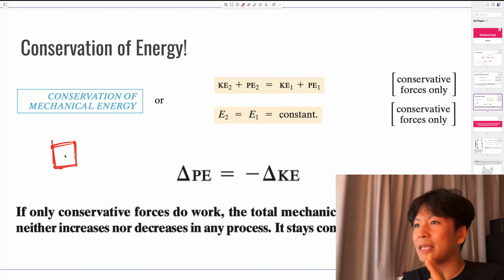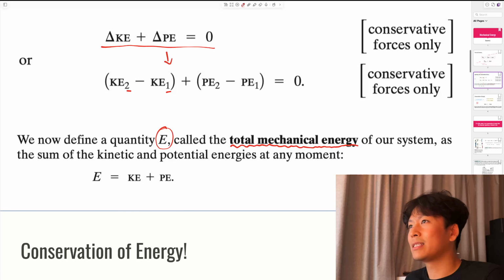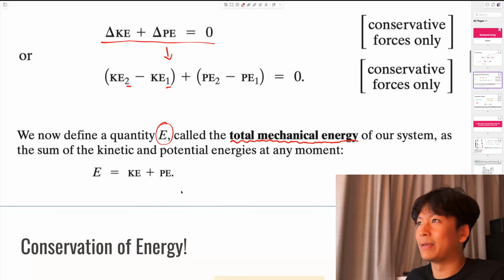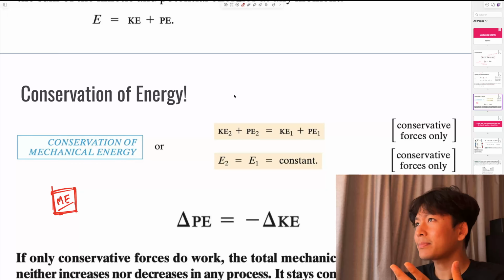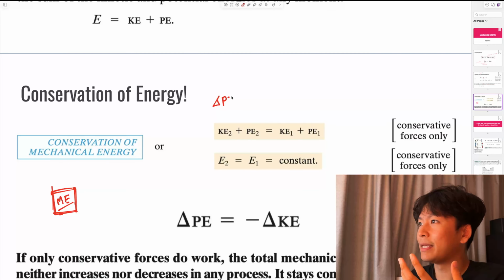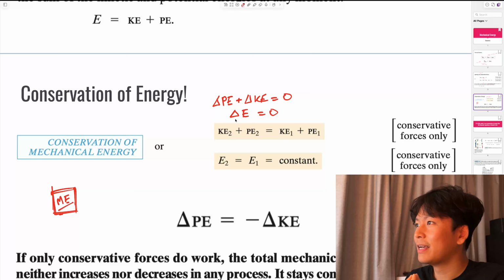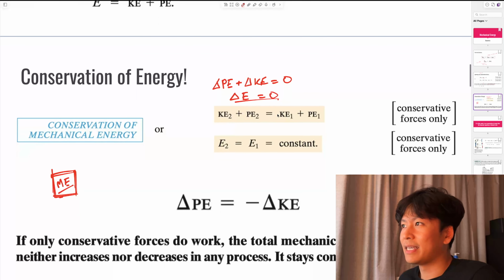A box that nothing can pass through, so no matter or energy can pass through. Within this system, if there are no non-conservative forces acting, ignoring air resistance and friction, then we can say that the mechanical energy is a conserved quantity. Why is it a conserved quantity? Because from here, we've seen that change in PE plus change in KE equals 0, and PE plus KE is just the mechanical energy. So we can say that change in E equals 0. The change in mechanical energy of a system is equal to 0.